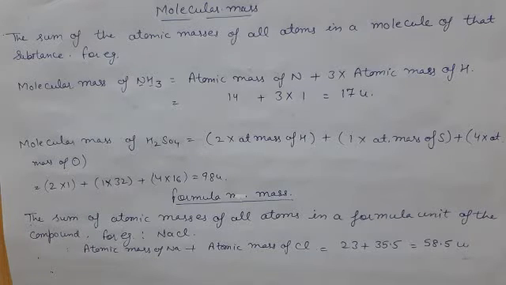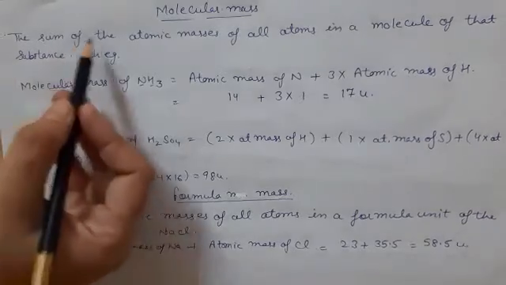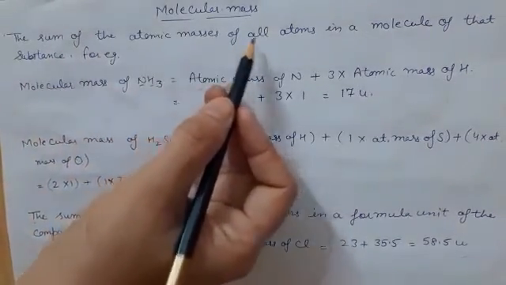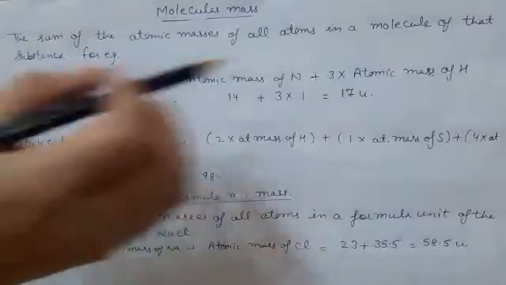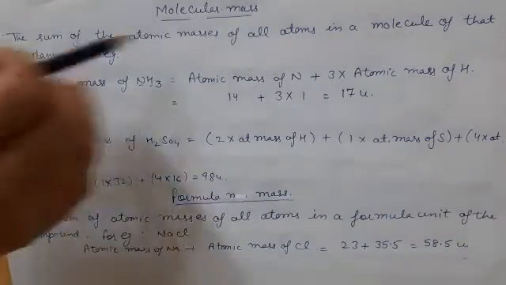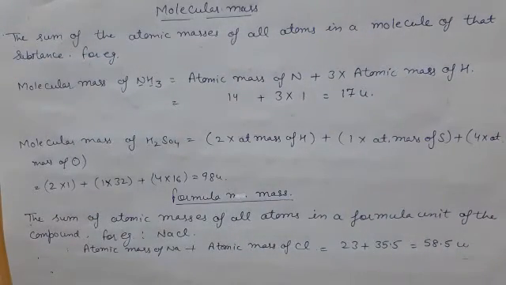It is also just like the atomic masses. So now we will discuss how we can calculate the molecular mass. It can be calculated as the sum of the atomic masses of all atoms in a molecule of that substance.